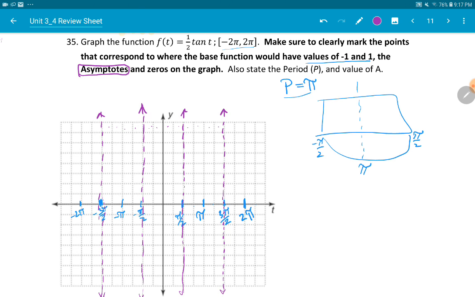Asymptotes, we want to label those. So I want to make sure you clearly label those. You can write it like this, t equals 3 pi over 2, and just label each of them, t equals pi over 2. Or you can actually just write a list of your asymptotes like this.